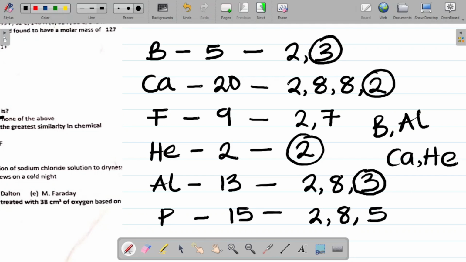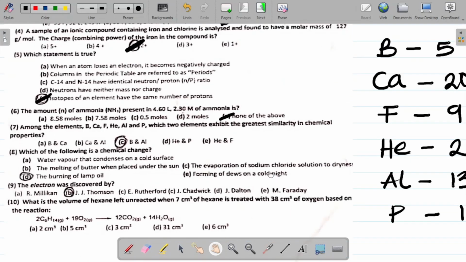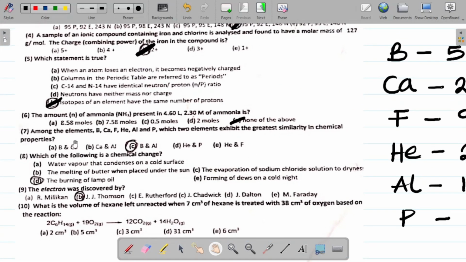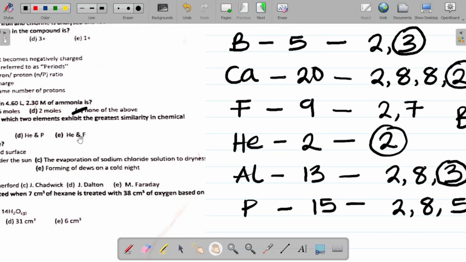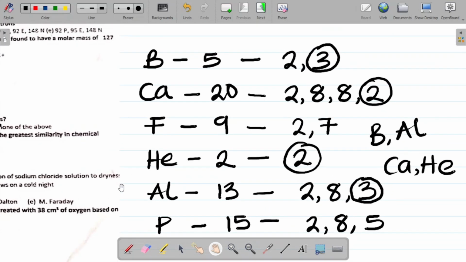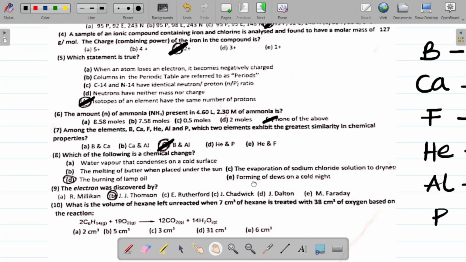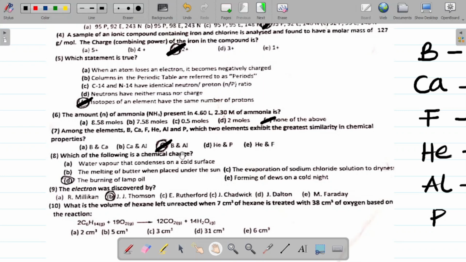So let me see, is there any option as boron and aluminium? If I look at this, yes, there's boron and carbon, which is wrong, calcium and aluminium, which is wrong, and boron and aluminium, which is correct. So yep, that's the correct answer. Helium and phosphorus, that's wrong. Helium and fluorine, also wrong. So my answer there is option C, boron and aluminium.